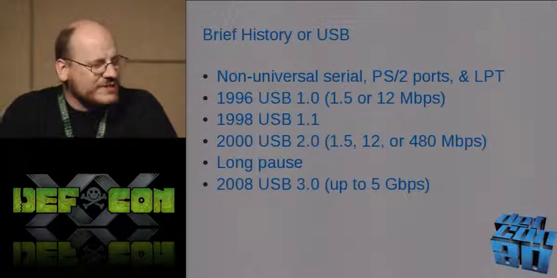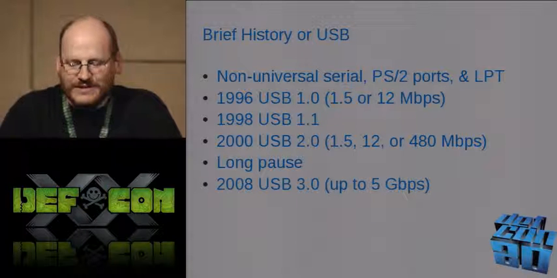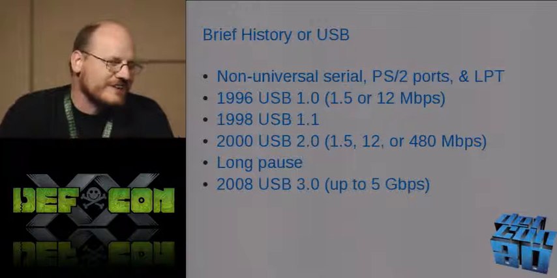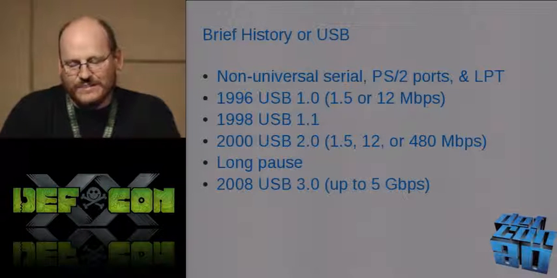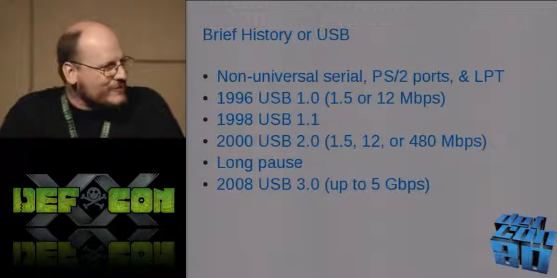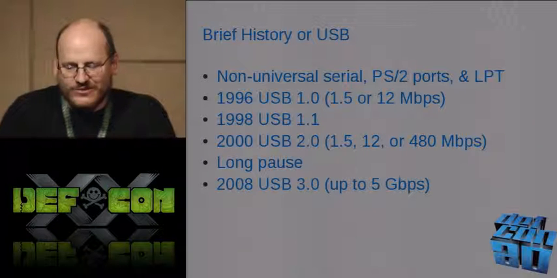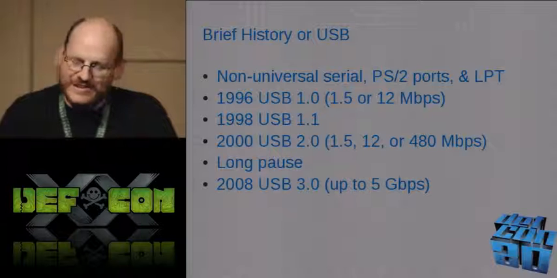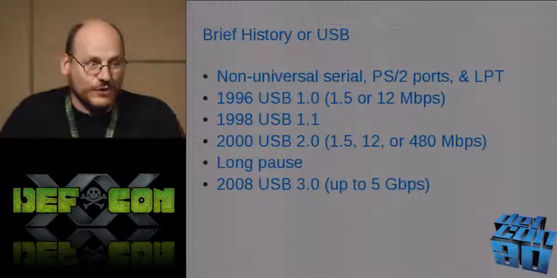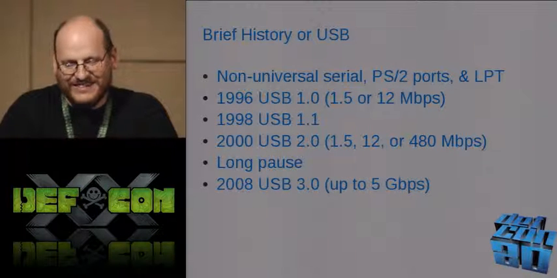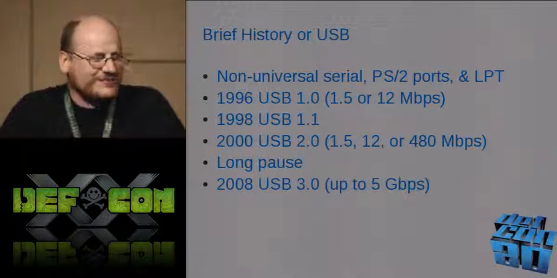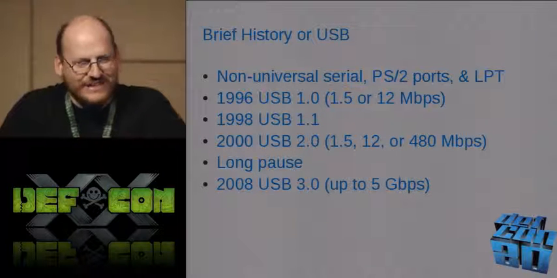All right, so USB is something that's been around for quite a while. In '96, they released the first spec, and then they quickly updated it a couple years later. Back in the olden days, they had 1.5 and 12 megabit speeds. 1.5 was called low speed, and then 12 was called full speed. And then in 2000, they came out with a new spec, and they added high speed, 480 megabits per second.